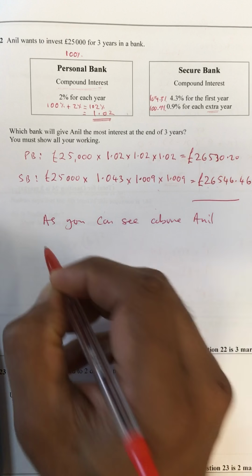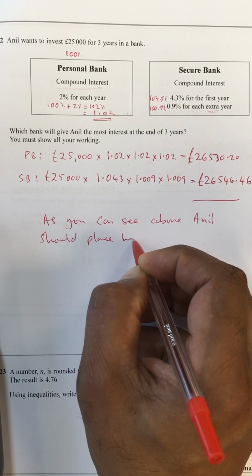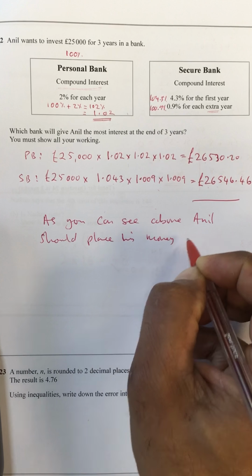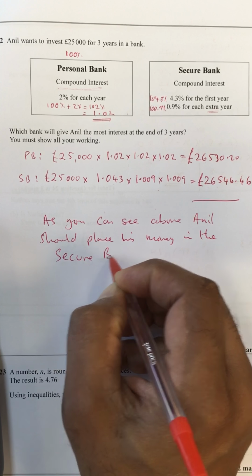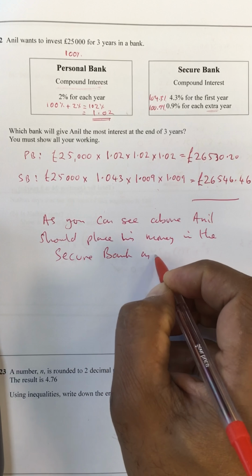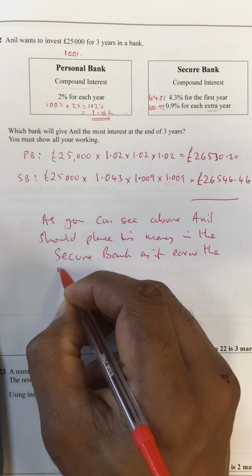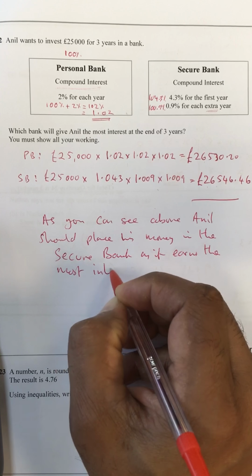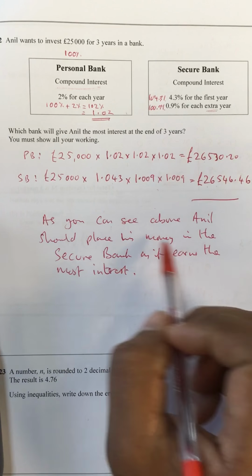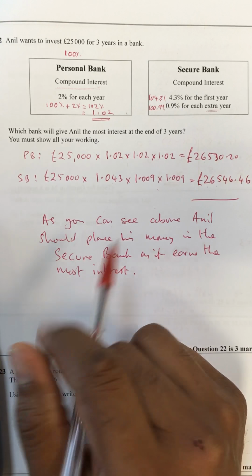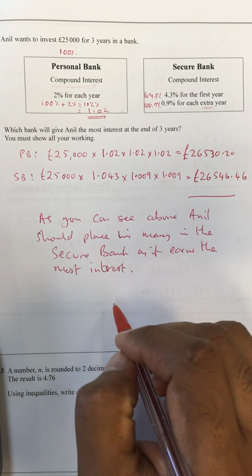Anil should place his money in the Secure Bank as it earns the most interest. And that will complete the question. Make sure you put a nice complete sentence at the end showing clearly all your working, stating then obviously where you should put the money.